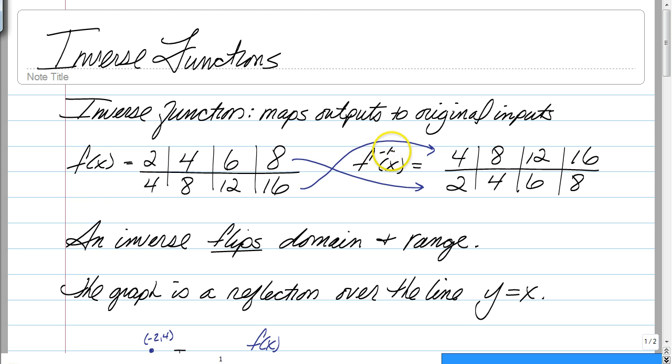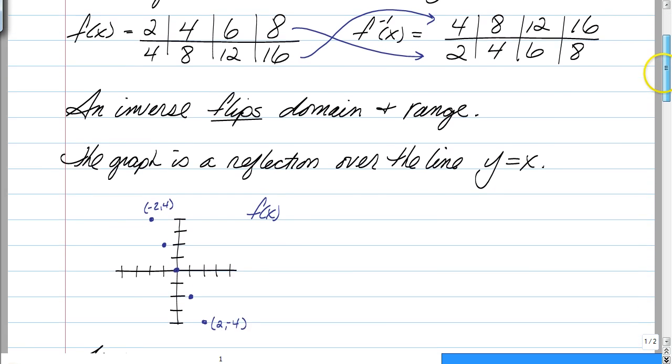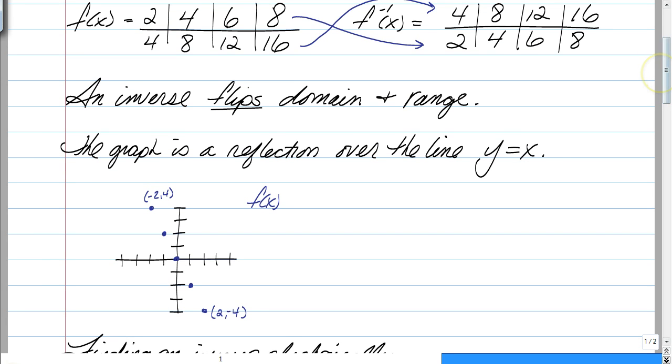Here's the notation for the inverse function. It's f to the negative 1 of x. So it flips domain and range, but graphically, like I said, an inverse function is switching x and y, which means the inverse of a function is going to be a reflection over the line y equals x.